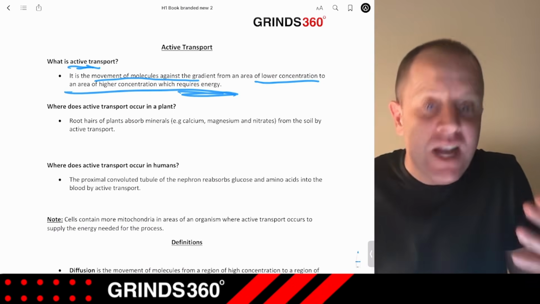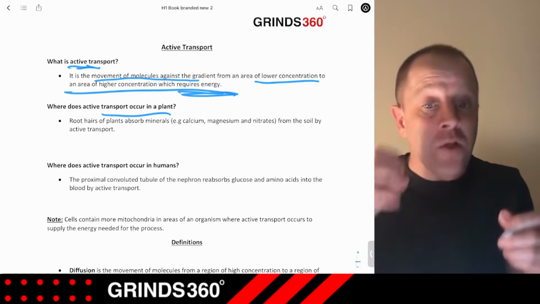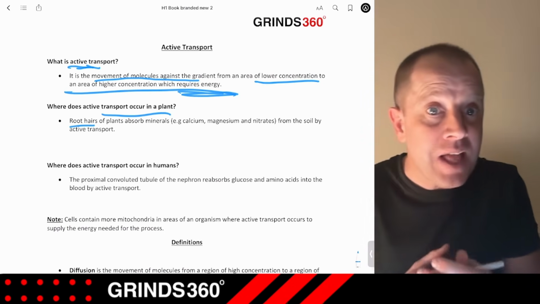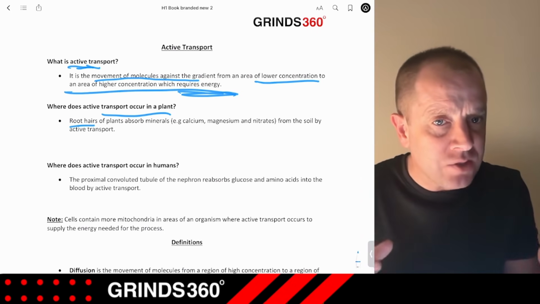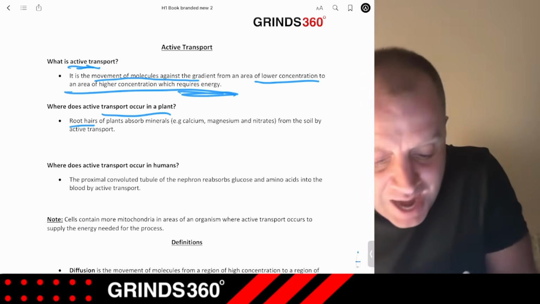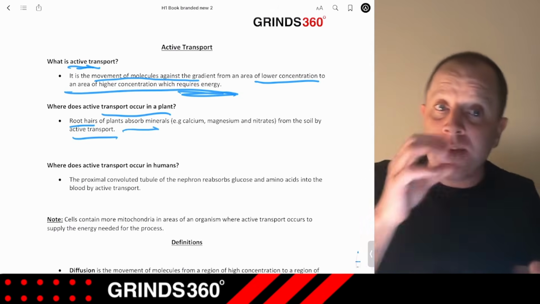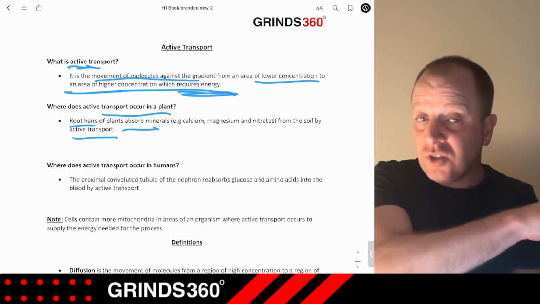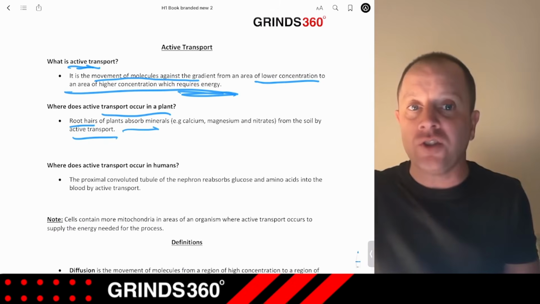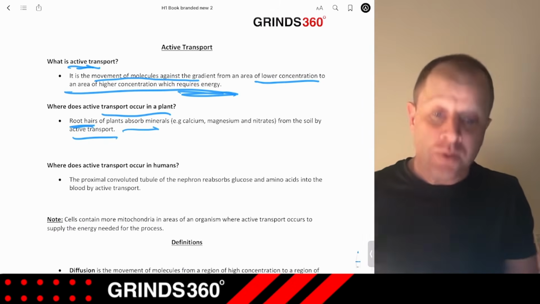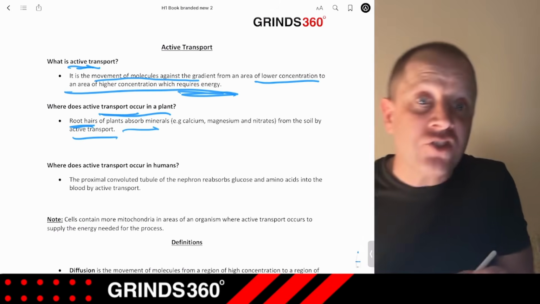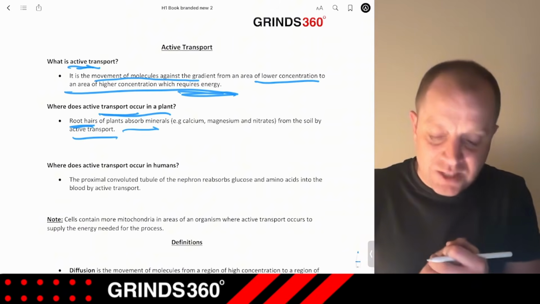Now, where does active transport occur in plants? Well, the root hairs of a plant absorb minerals. Root hairs absorb water by osmosis, but they absorb minerals from the soil by active transport, which means the minerals are going from a lower concentration in the soil to a higher concentration in the root. And that's why root hairs have a large number of mitochondria, because they need a lot more energy to absorb minerals by active transport.